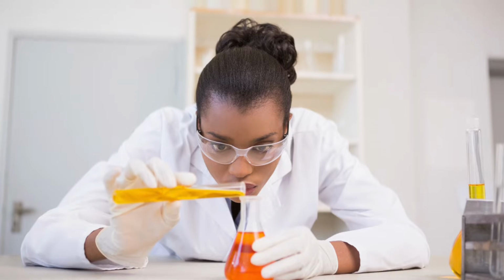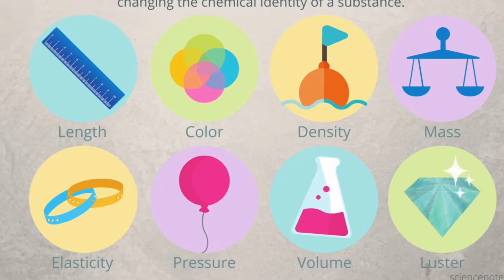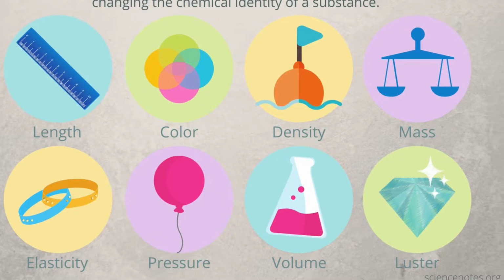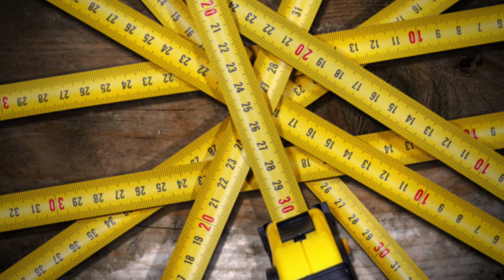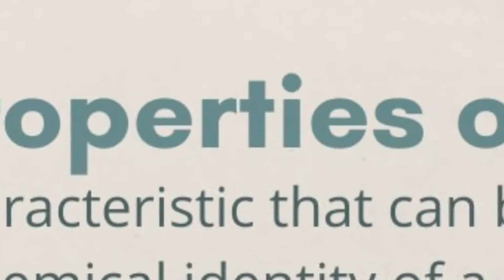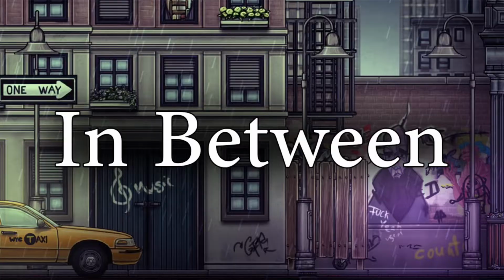First, let's talk about physical properties. A physical property is a characteristic of a substance that can be observed or measured without changing the identity of the substance. Physical properties of matter include color, hardness, malleability, solubility, density, among others.